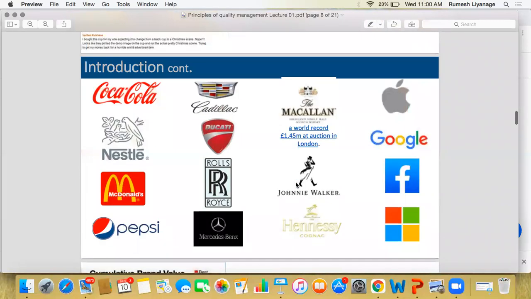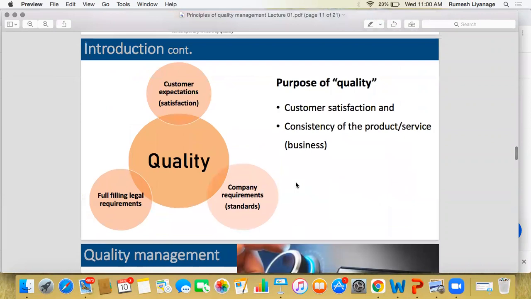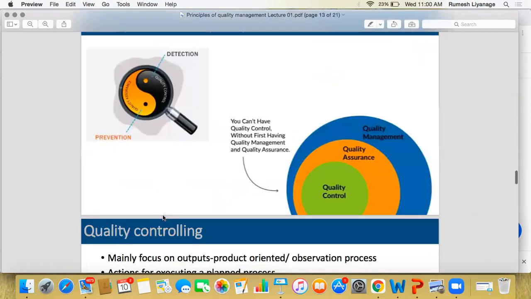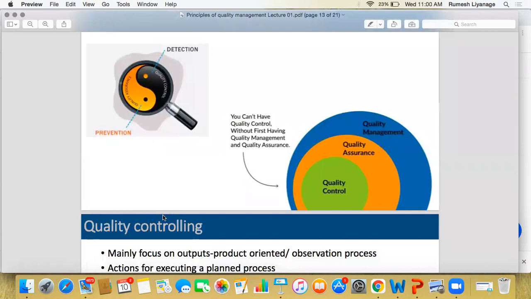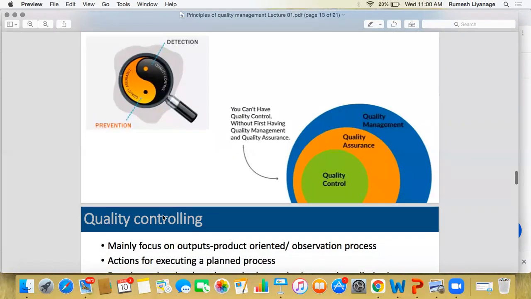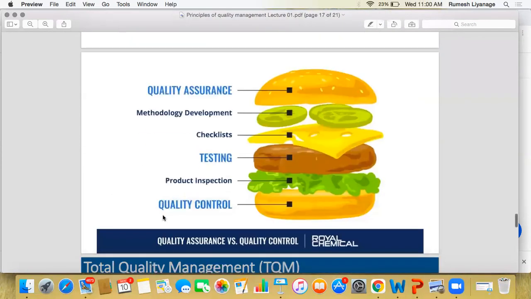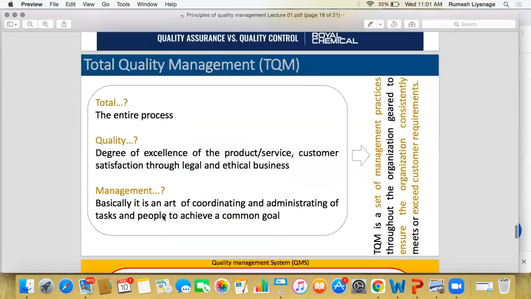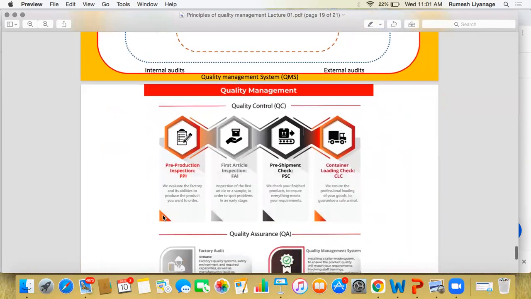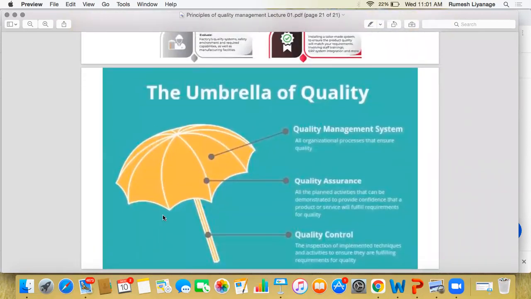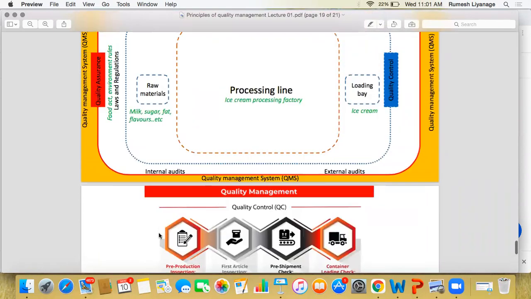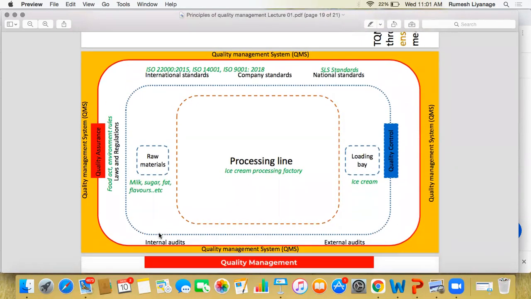So that's the importance, and three pillars we have discussed in the entire process of quality: customer satisfaction, satisfaction of company standards and requirements, and legal requirements. So quality management and the difference between detection and prevention, which means quality assurance and quality control. You have a very good idea about these things, and we have discussed some examples regarding quality assurance, quality control, and also quality management.